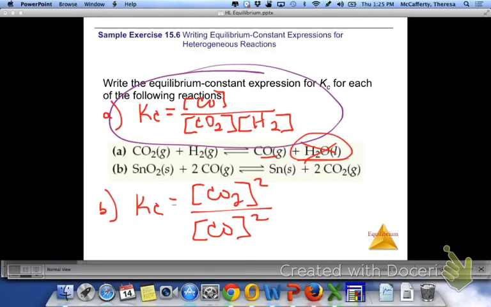Even though we use the symbol for concentration and we use the value for the concentration, it is technically not a concentration. This value that we use in that equilibrium constant is actually known as an activity.